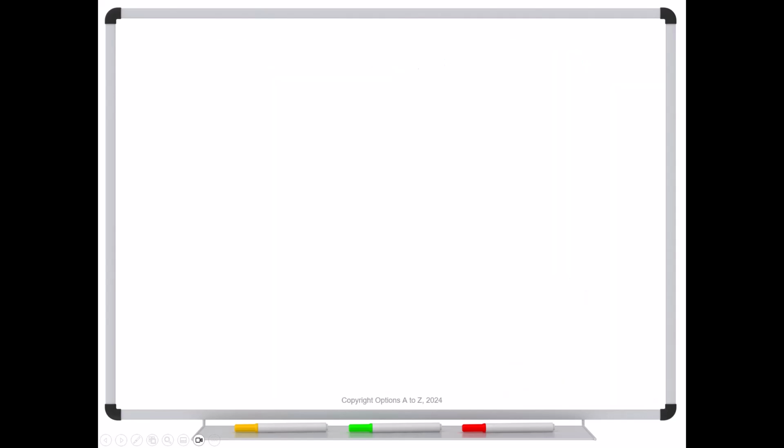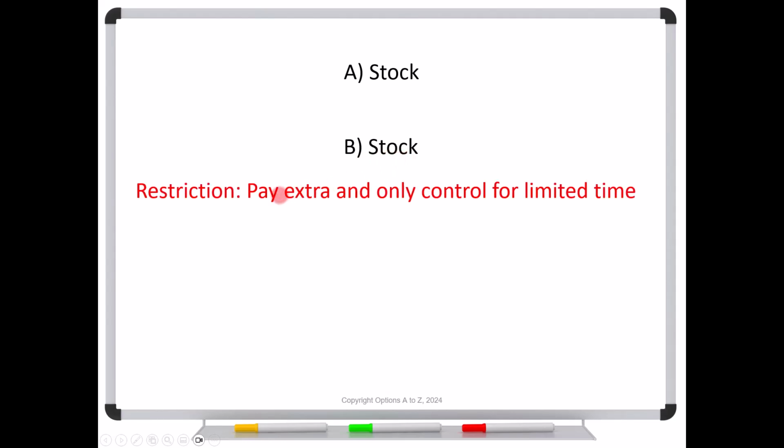Well, let's say that strategy A is shares of stock and strategy B is also shares of stock, at least almost. We're going to attach a restriction to this. And we're going to say that for strategy B, it's kind of a specialized share of stock here, we're going to require that you pay more for it, and you can only control this stock for a limited time. Well, that's obviously not as good as just owning the stock. So if we have stock with an attached restriction, it has to be worth less.